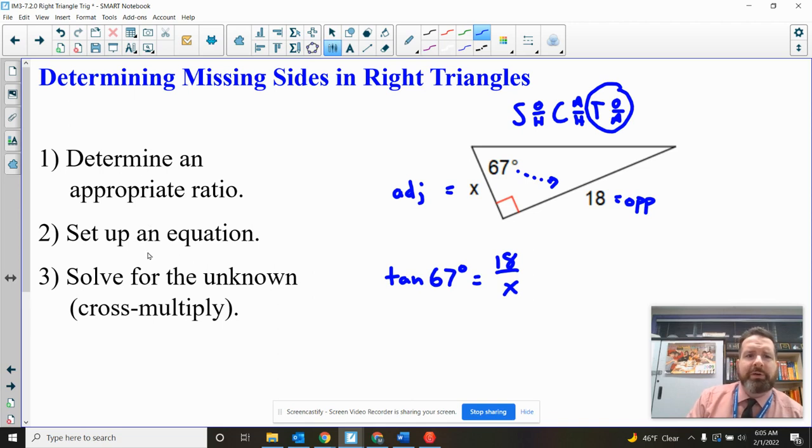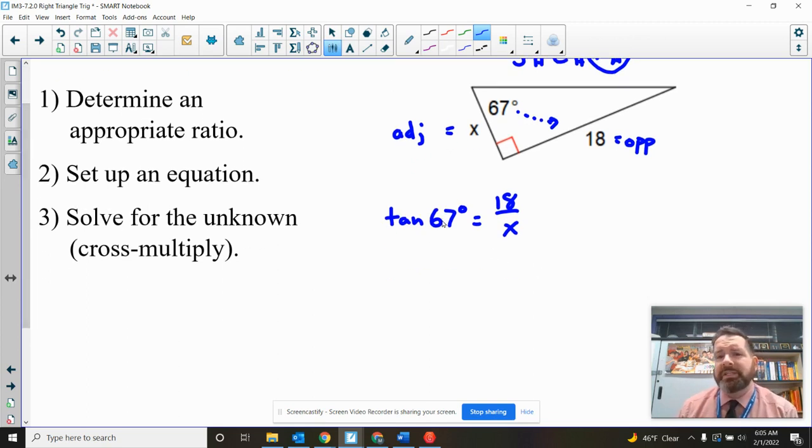So we determine a ratio and we set up an equation. At this point, what's important to know is that tangent of 67 degrees is just a number. It's a big old long decimal number, but it's just a number. And so we can now solve for this unknown. And typically the way you're going to do that is with cross multiplication. So let's treat it like tangent over 1. Multiply across. So 18 times 1 equals x times the tangent of 67 degrees.